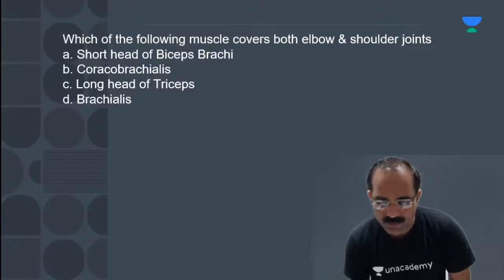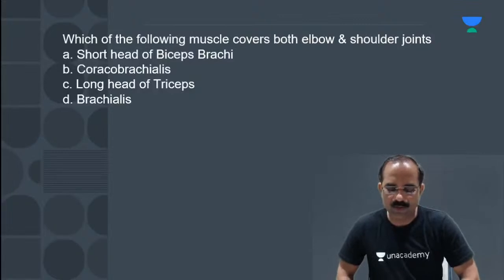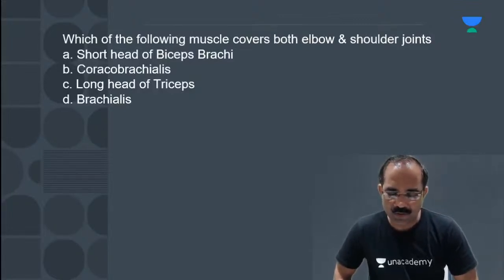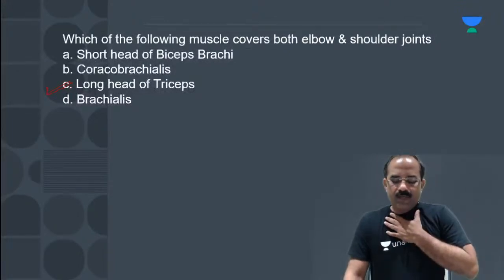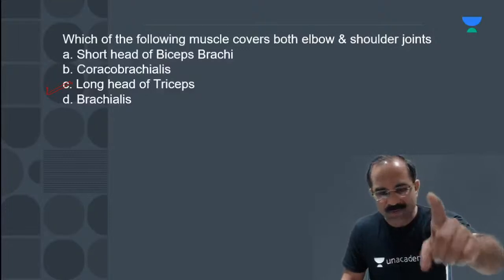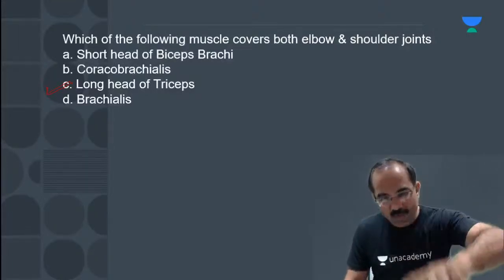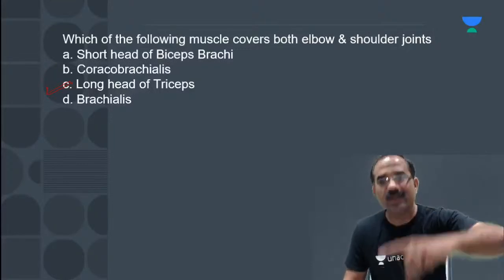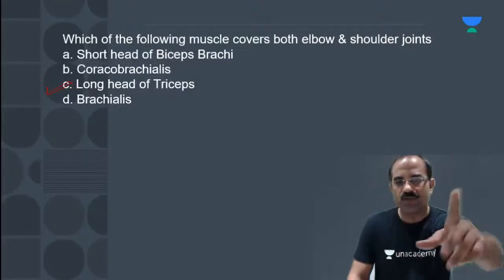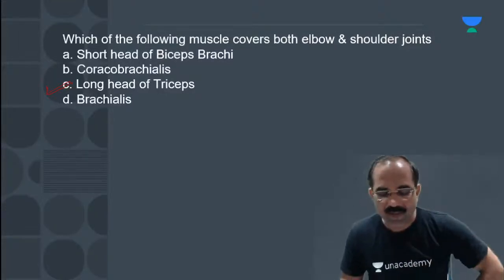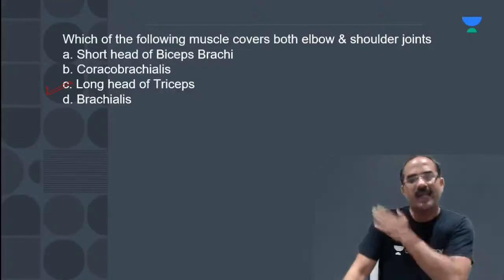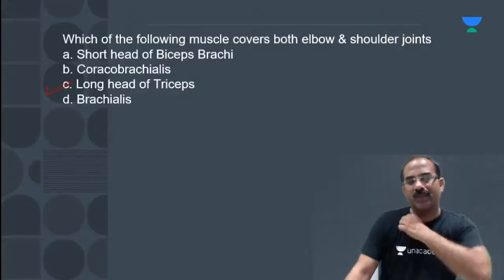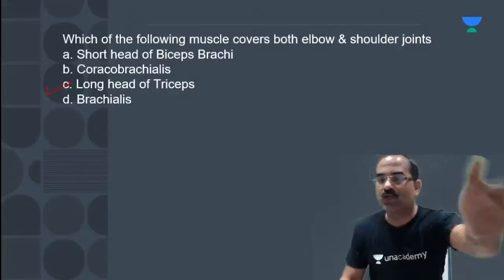Very good, that's coracobrachialis. You are saying coracobrachialis. The answer C is one. There's one more answer in this MCQ. Can anyone tell me? It has to act on both elbow and shoulder joints. Just listen. If a muscle has to act on the shoulder joint, it has to cross the joint. That means it should arise from the scapula. It has to originate from the scapula and cross the shoulder joint. Only then is it going to act on the shoulder joint.